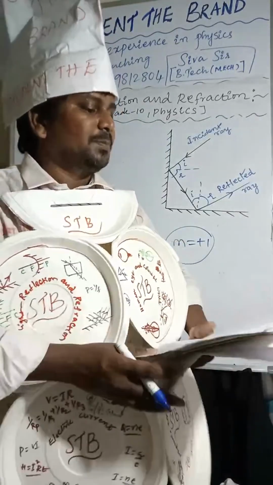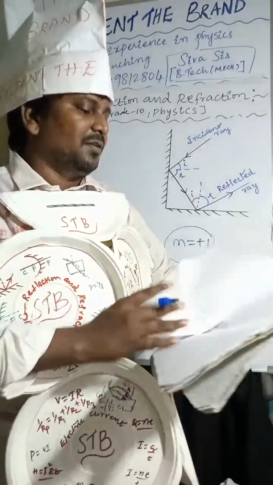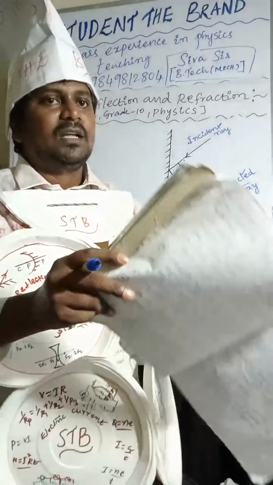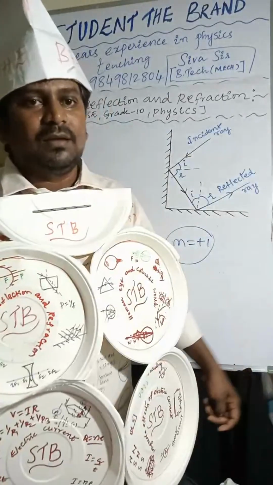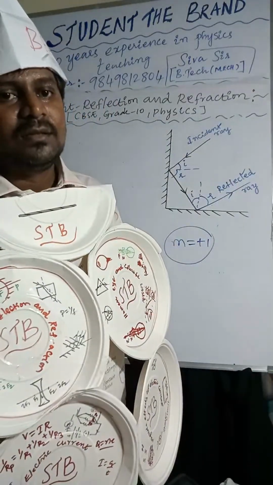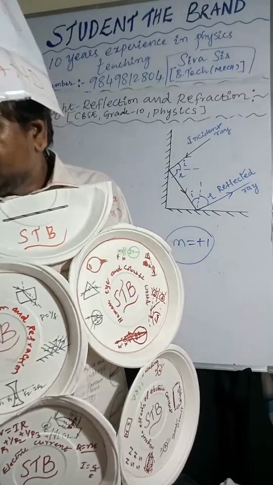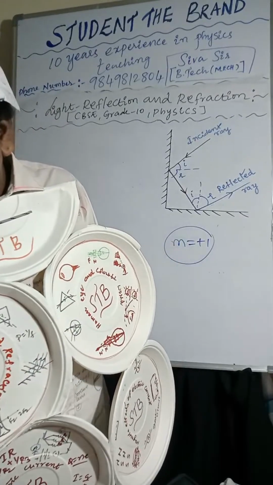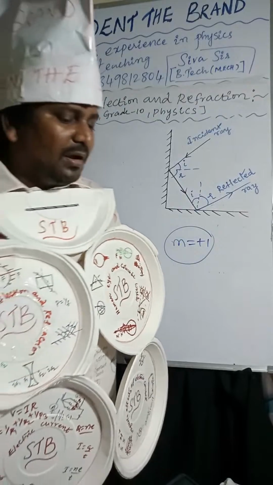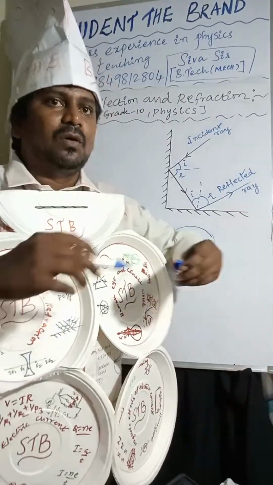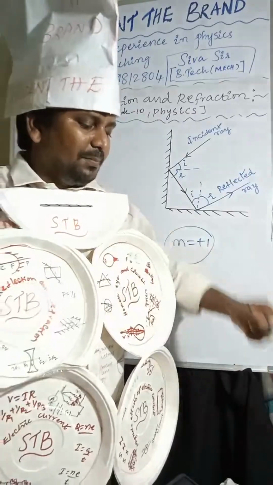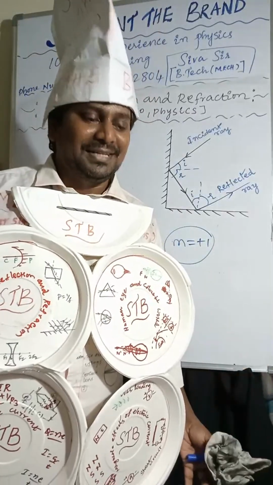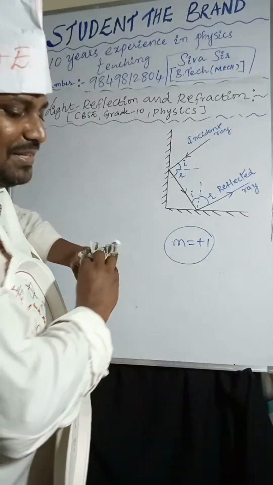So what are the parallax and the marginal rays? This I will explain with the help of the concave mirror and convex mirror, the spherical mirrors. So now we will discuss spherical mirrors.